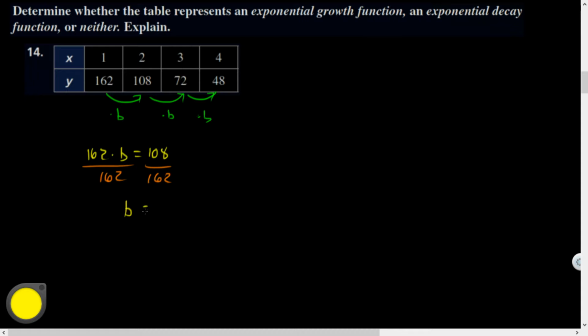And so that means b is going to equal 108 divided by 162. I get a decimal of 0.6 repeating, which I happen to know is 2/3. So I get b equals 2/3. Let's see if that works on a couple of these other ones, just to make sure. So 108 times 2/3. What's that equal to? And we're hoping it's going to equal 72. So multiply by 108. And I do, in fact, get 72.